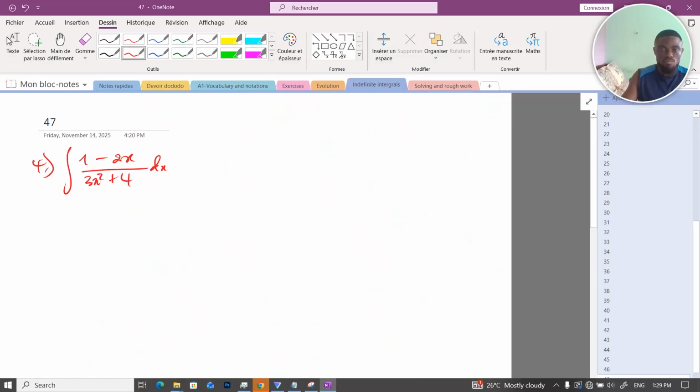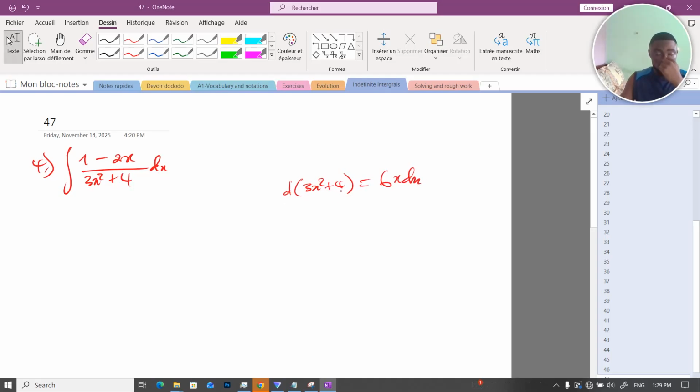Okay. When you look at this bottom, if you differentiate this bottom, what do you have? If I differentiate this bottom, I have the differential of 3x squared plus 4. When I differentiate this, I'll have 6x dx.